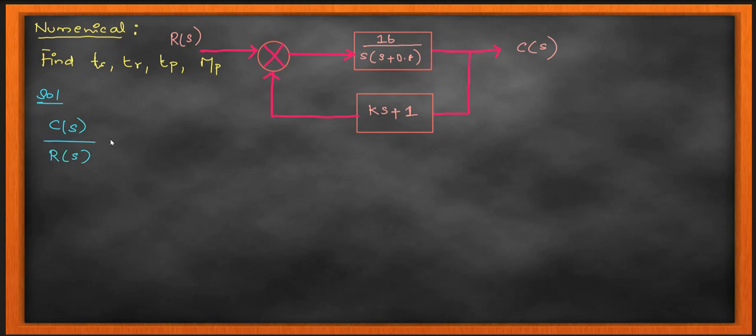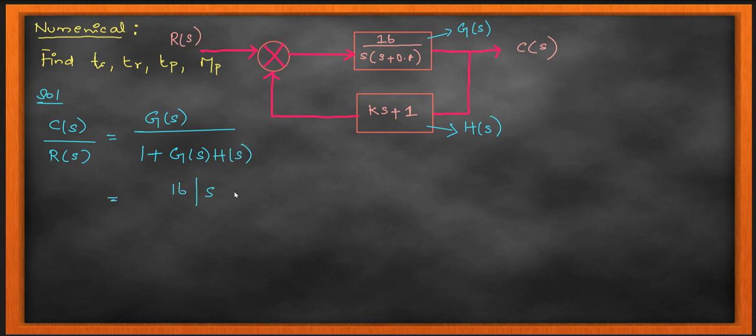Good. So what do I do for the solution? Like always, first I get to my transfer function. My transfer function is given by C(S) upon R(S), and that is going to be given as 16 by S into (S plus 0.8), divided by 1 plus 16 by S into (S plus 0.8). So I'm just plugging in these values. I know what my G(S) is and I know what my H(S) is.